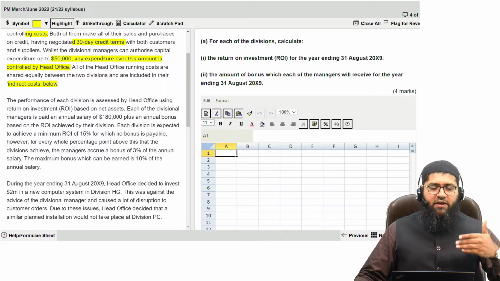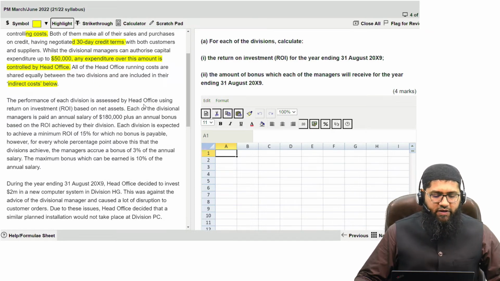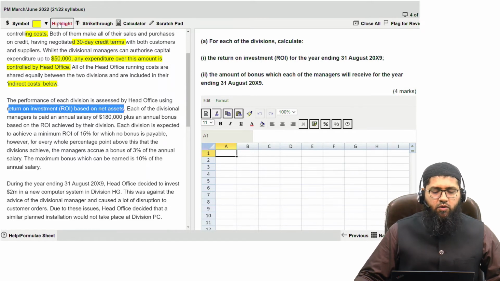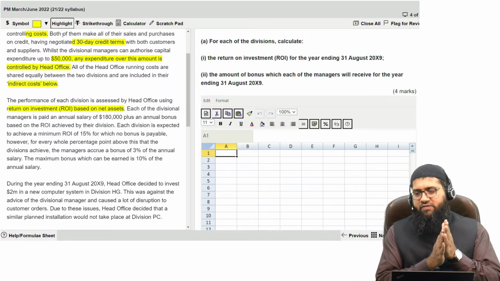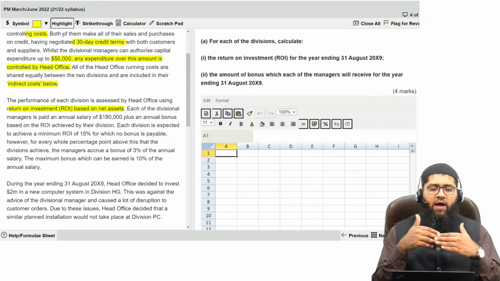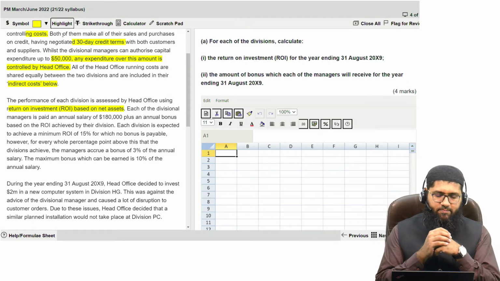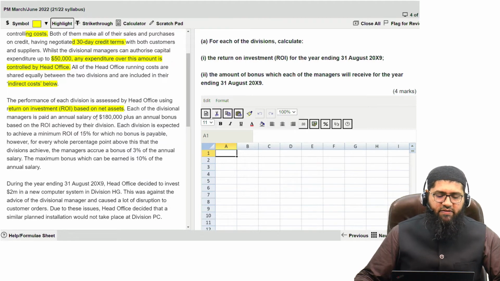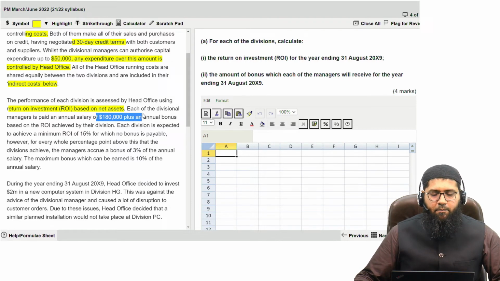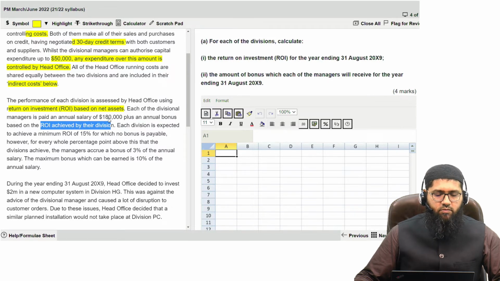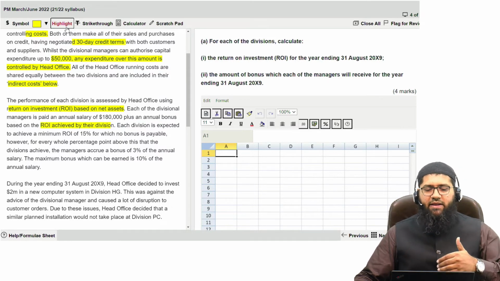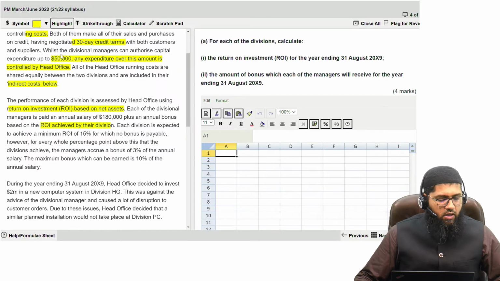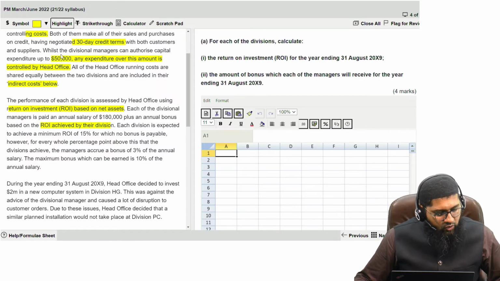The performance of each division is assessed by head office using ROI based on net assets. So head office assesses the performance of both divisions using the ROI based on net assets. Each divisional manager is paid an annual salary of 180,000 plus an annual bonus based on the ROI achieved by the division.